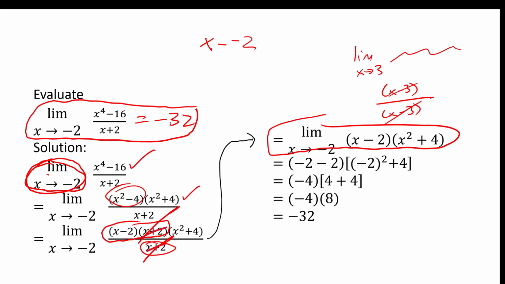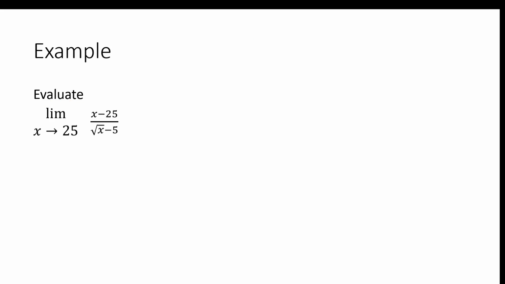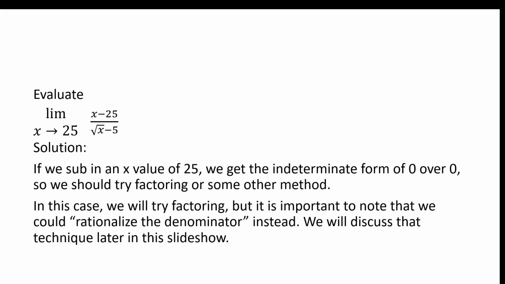So oftentimes I'll call that the offending factor, and in most cases you can tell what it's going to be at the start of the question. Okay, now what if we have the limit as x goes to 25 of x minus 25 over root x minus 5? Well, if we sub in an x value of 25, we get the indeterminate form of 0 over 0. So let's try factoring or another method.